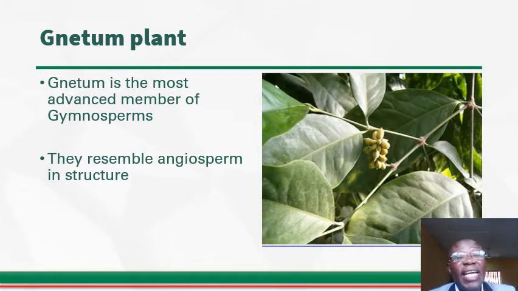Then the highest member of these gymnosperms is the gnetum. You can see the structure on the right hand side. It is the most advanced member of gymnosperms, and they resemble angiosperm in their structure.